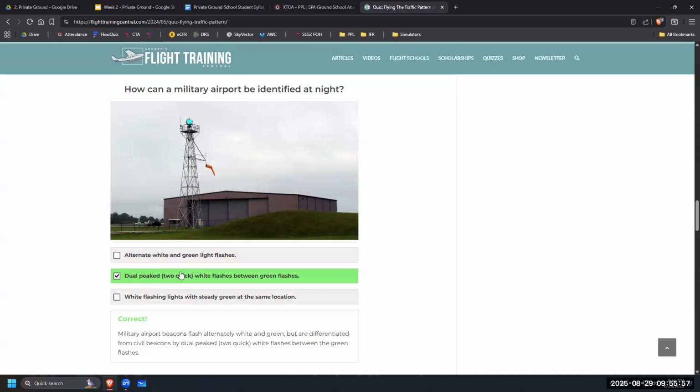It's 2 white flashes, 1 long green flash. Okay, good. That's really, like when I talked about in the slides, the most important one we need to know. For military airports, we're not really going to see seaplane airports. Those have a yellow and white light, but we need to have in our head the military is 2 white, 1 green flash.